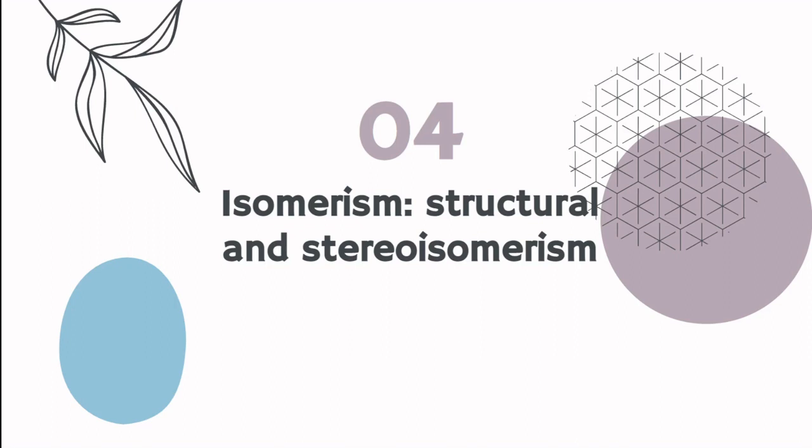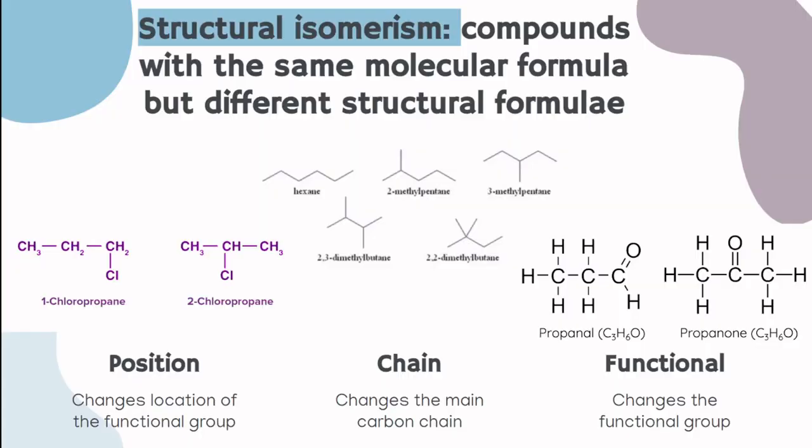And now we're going to talk about isomerism, which has two kinds of isomers: structural and stereoisomerism. Earlier in the presentation I said I was trying to name an atom but didn't really know how to name it yet. This is what I was talking about, where there can be multiple ways to name one molecule, and we'll see what that means later on. So we have structural isomerism. This is when compounds with the same molecular formula have different structural formulas. We have three kinds. We have position, which changes the location of the functional group.